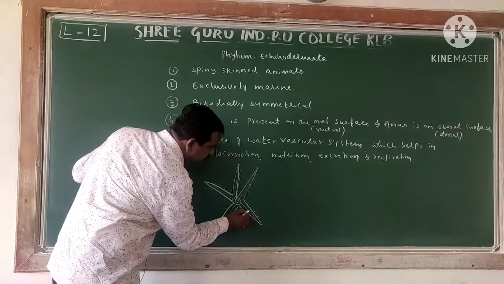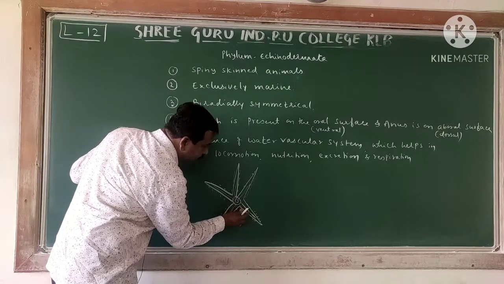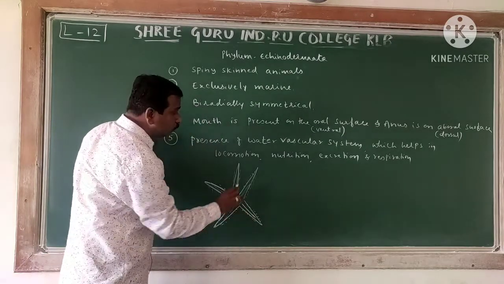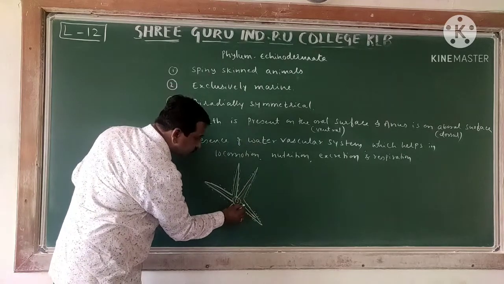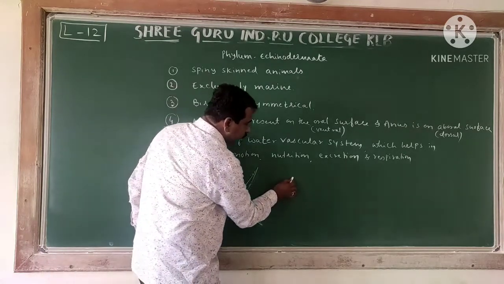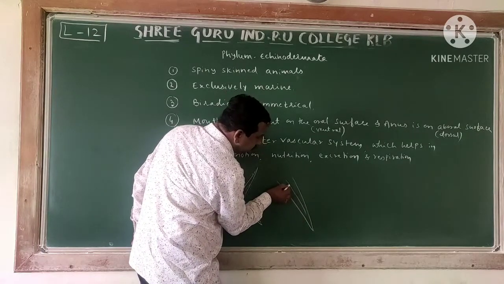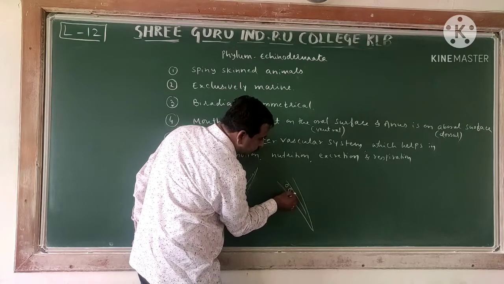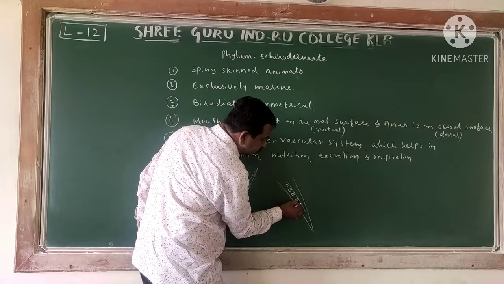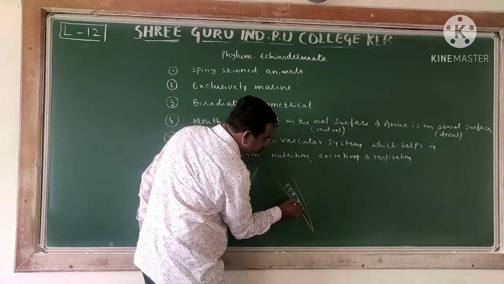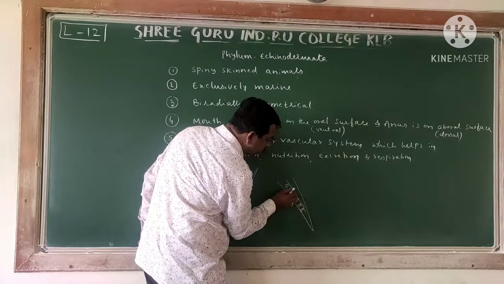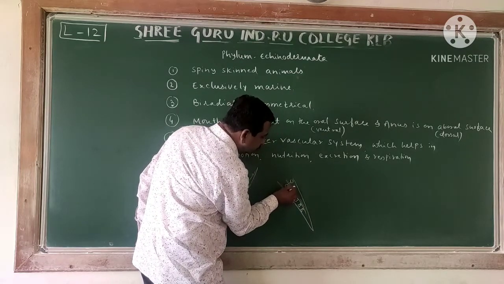This canal is normally made up of... it is not there in the textbook, only the water vascular system is given. Now look, I am showing one arm. So in this canal you can see that numerous structures are going to be found. These are called tube feet. So this is what we are saying as tube feet. They are found on both sides.